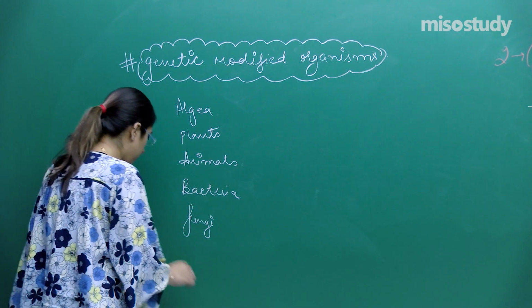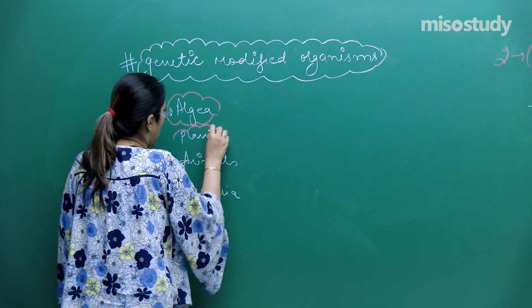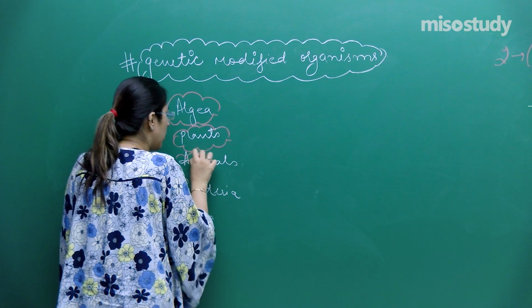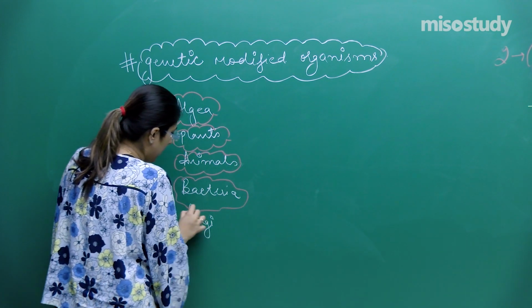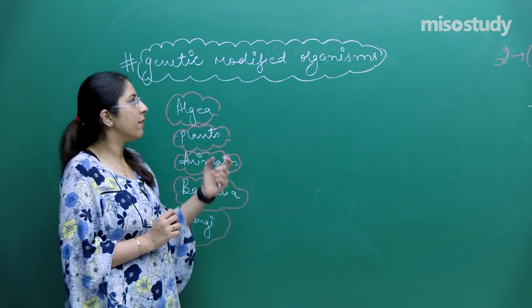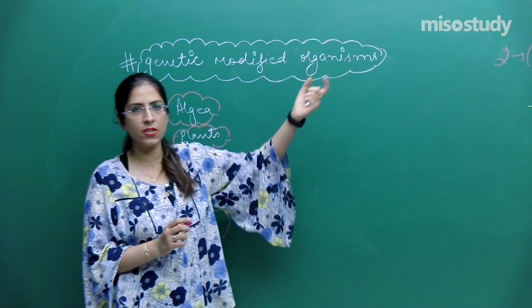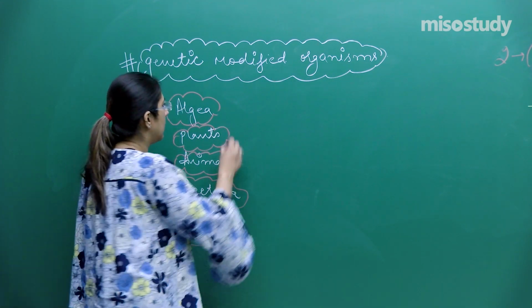In this case, what we do, in algae, we have algae, plants. These are employed in any of the cases. Could be in animal, plants, bacteria, fungi, etc. So in this, certain modification is done. We have talked about certain modifications like gene addition or deletion. That modification is done, right?